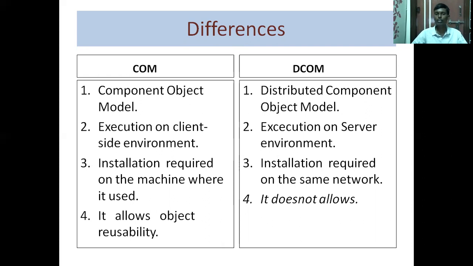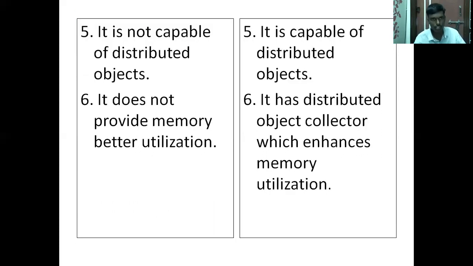Installation is required on the machine where COM is used, whereas in DCOM, installation is required on the same network where DCOM is being used. COM allows object reusability, whereas DCOM does not allow object reusability. Next, COM is not capable of distributed objects, which I have said before, but DCOM is capable of distributed objects.